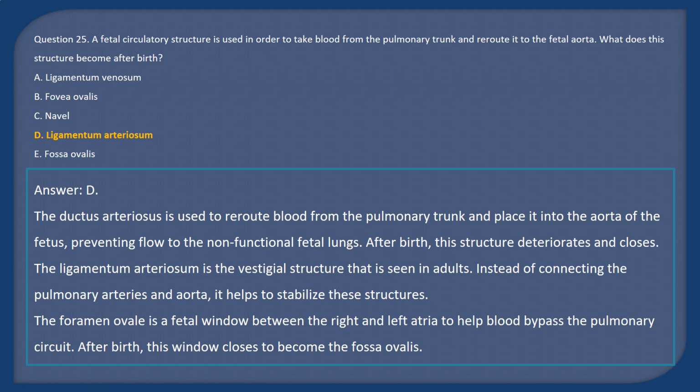Instead of connecting the pulmonary arteries and aorta, it helps to stabilize these structures. The foramen ovale is a fetal window between the right and left atria to help blood bypass the pulmonary circuit. After birth, this window closes to become the fossa ovalis.